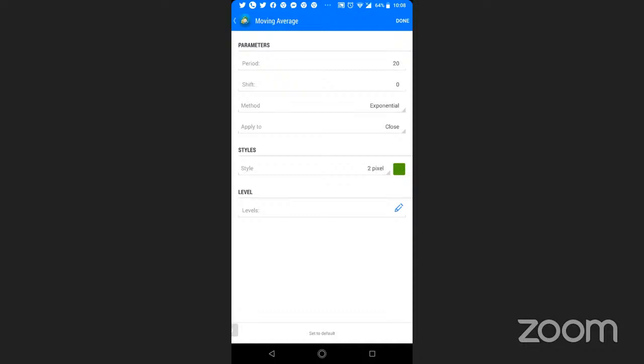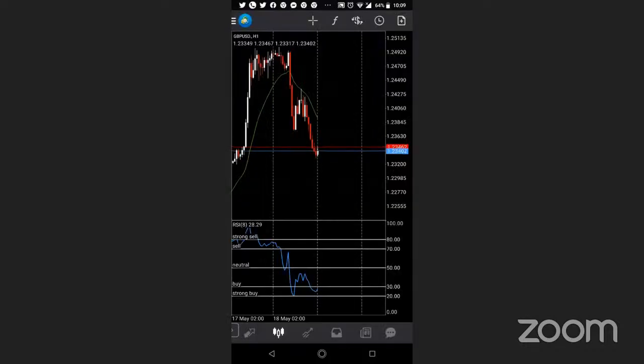Now, exponential, I'll say 20. If I look at my chart, I should choose green. I'll just click apply to close, then click done. Once I click done, have you seen it now? It has appeared on my chart. Did you see it?